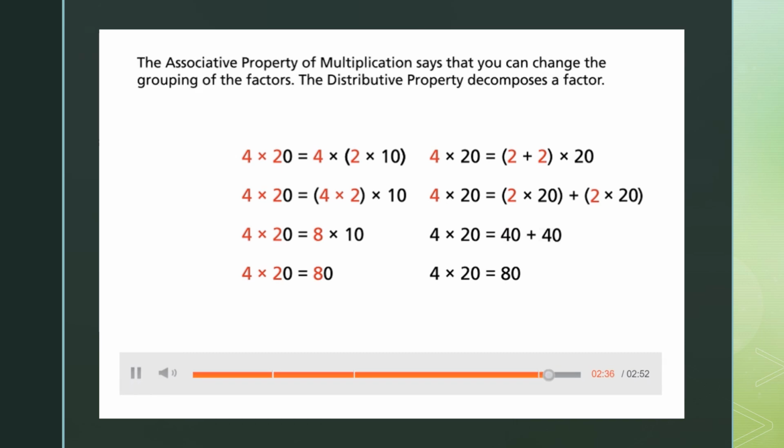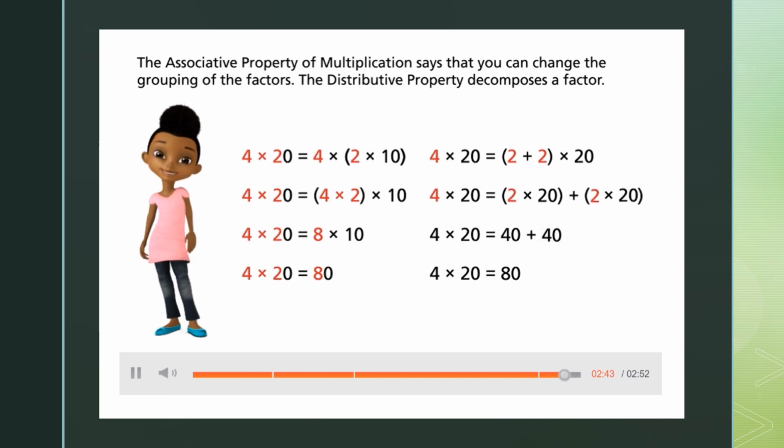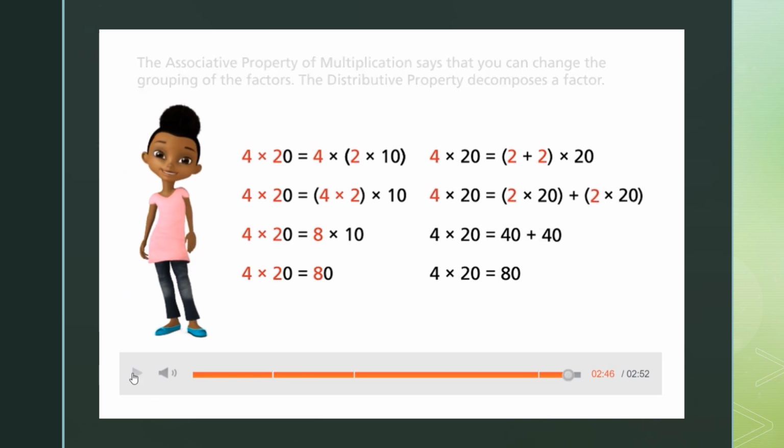The associative property of multiplication says that you can change the grouping of the factors. The distributive property decomposes a factor. I'm going to pause there again to explain this. So the associative property of multiplication says that you can change the grouping of the factors. So the factors are 4, 2, and 10. Right? We took the 20 and we thought of that as 2 times 10.